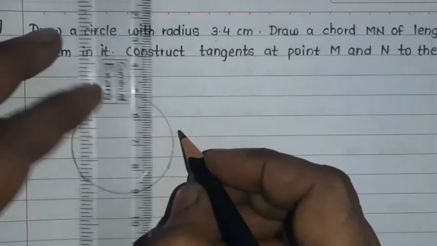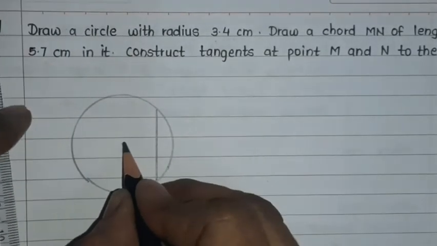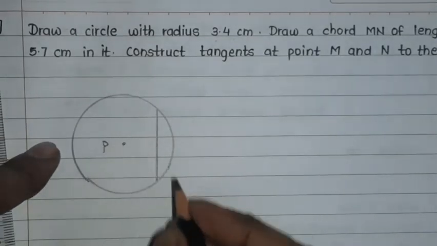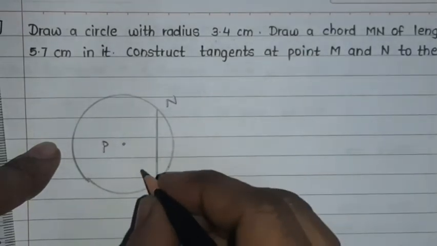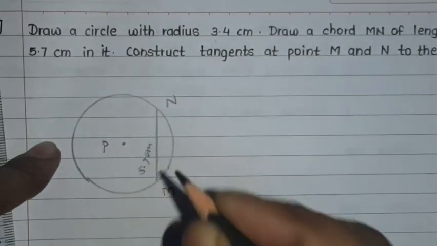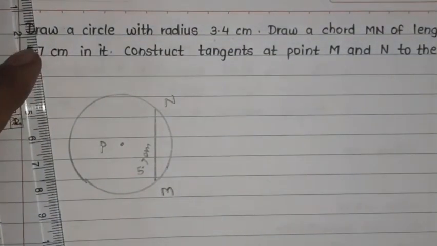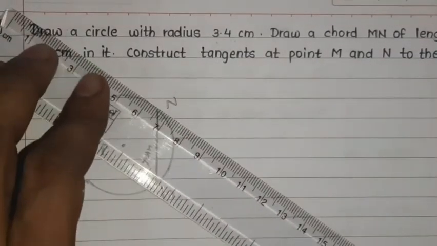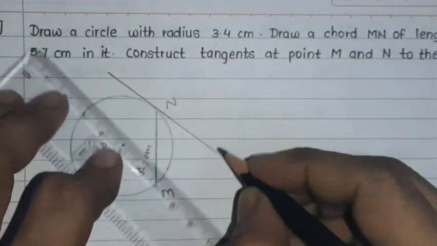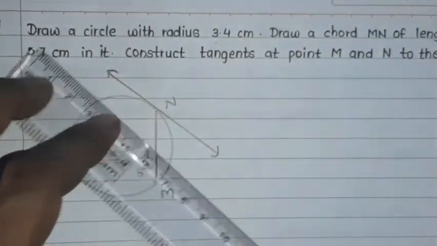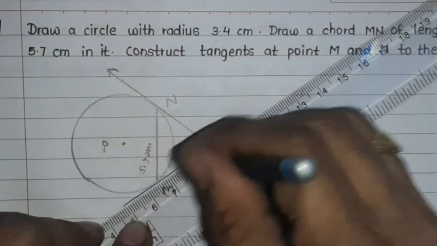Therefore, dear student, see, suppose this is a chord of length 5.7 centimeter. Here it is point M and N. This is the chord of length 5.7 centimeter. Now we have to draw a tangent passing through the point M and N. See here, this is a tangent passing through the point N and this is the another tangent passing through the point M.